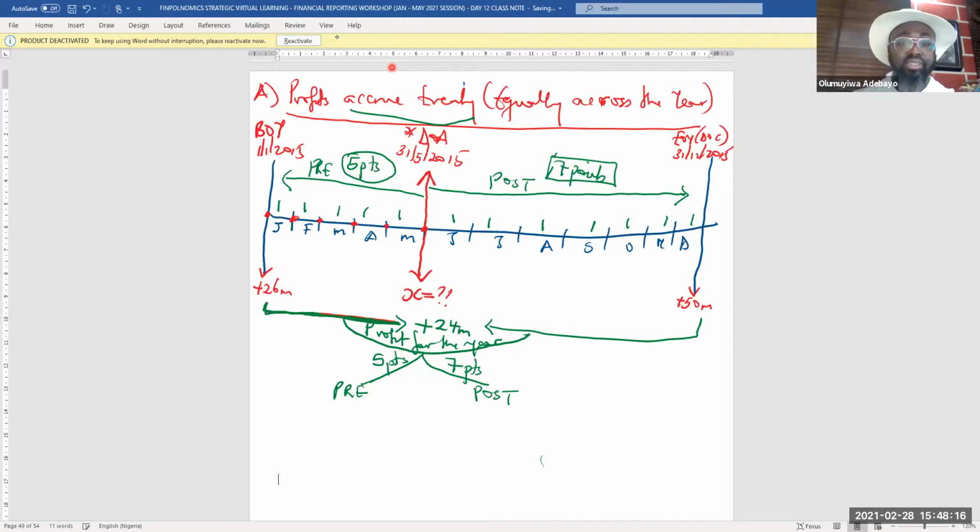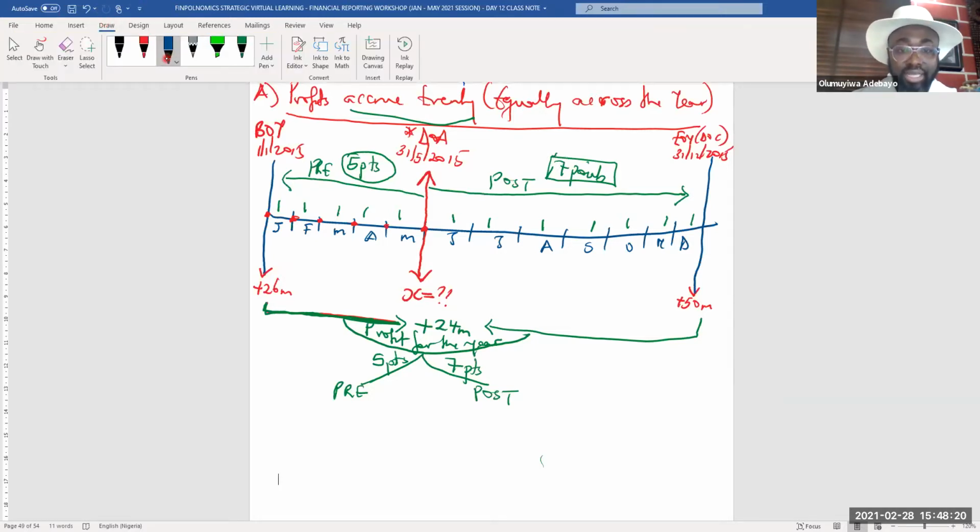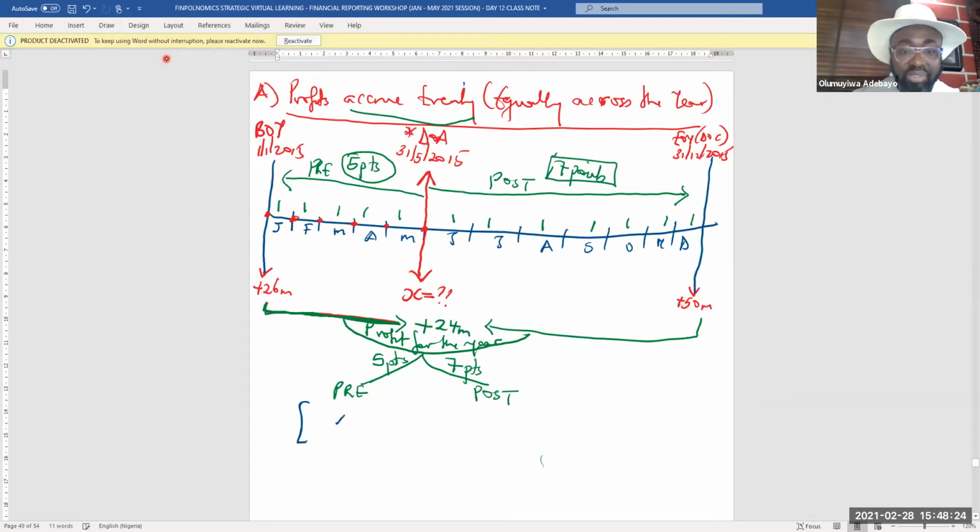If that is the case, what then should I do? I can come back and say, therefore, of this 24 million, 5 over what? 12. How do I get 12? 5 plus 7 is what? 12. We represent pre, and why 7 over what? 12 of that 24 million will represent what? Post.